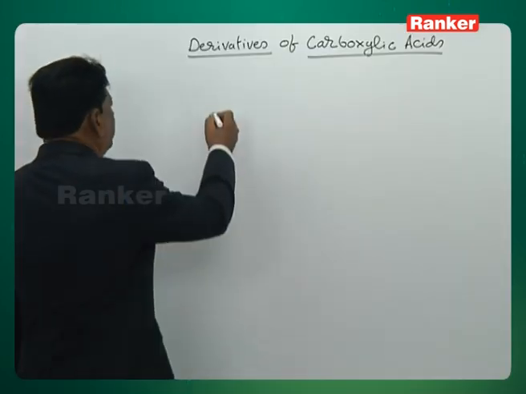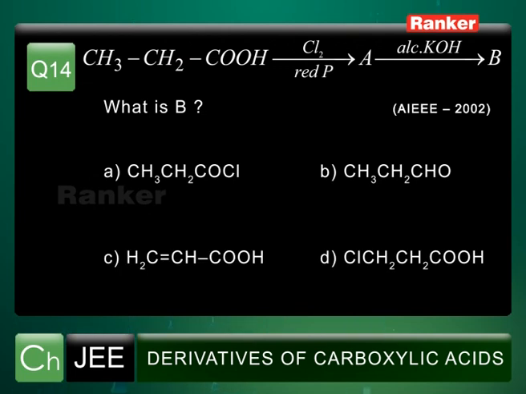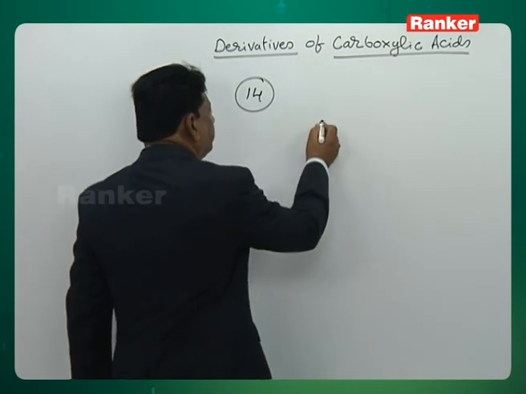So, let us go to the 14th question. Propanoic acid treated with chlorine and red phosphorus, A is formed, A on reaction with alcoholic KOH, compound B is formed. What is B? This was asked in the IIT in 2002, and the options are given. Option A is propanoyl chloride, option B is propanaldehyde, option C is an alpha beta unsaturated acid, option D is a beta chlorocarboxylic acid.